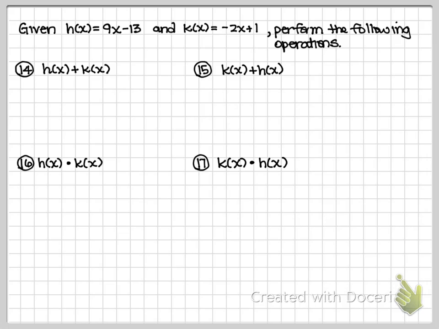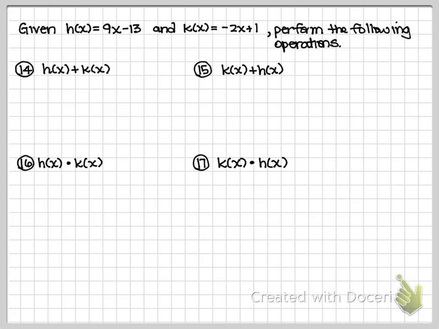Okay, operations between functions. It really is as straightforward as it looks. So if you were asked to take h of x, the whole function h of x, don't plug anything in for x, it doesn't say to, h of x, which is 9x minus 13, and k of x, which is negative 2x plus 1, and it wants you to add them, then add them. Just combine like terms. You don't have to do anything crazy here.